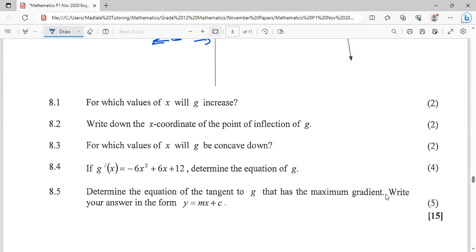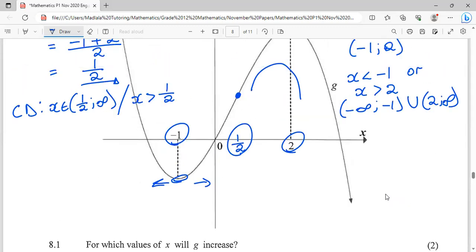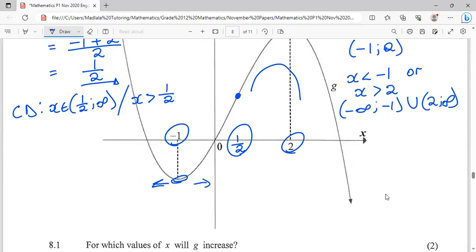So we know and understand that if we must find the tangent, or rather the equation of a tangent to a function, we don't know where it's going to be. But we know that we need to have the gradient. We also need to have a point of tangency. So how are we going to approach this one?